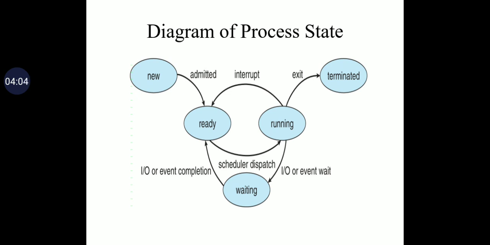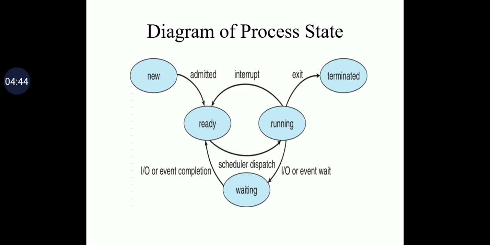The same thing is given in the diagrammatic representation like this. First, in the newborn state, a process has been created, and whatever resources are needed for that process have been assigned. Next it will go to the ready state, where a queue will be there. All the processes will be standing in a queue waiting for the CPU. That process is called admitted. Then from the ready state, it will go to the running state. That running state means it will get the CPU for execution and start its execution.